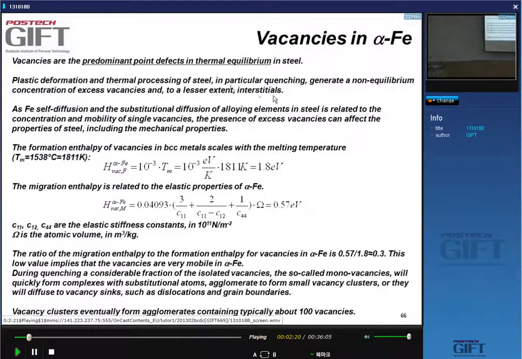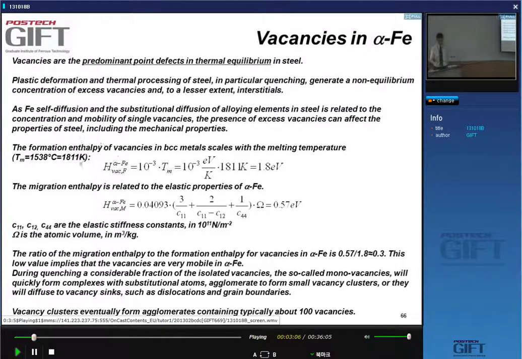And I also said that, for instance, when you have these loops, these dipoles, you can have interstitial dipoles, and that's a way of creating interstitials in your material. But the amount of vacancies you make by plastic deformation is very much larger than interstitials. Of course, self-diffusion and substitutional diffusion in steels is related to concentration and mobility of these vacancies. And so if you have excess vacancies, it will impact, for instance, diffusion, but also the mechanical properties.